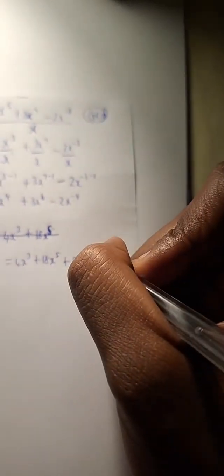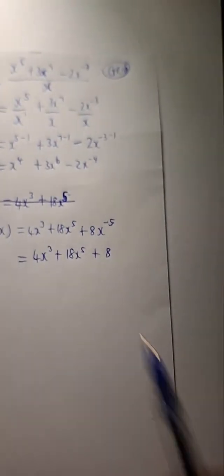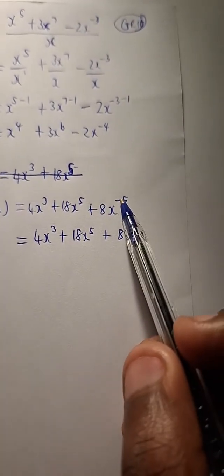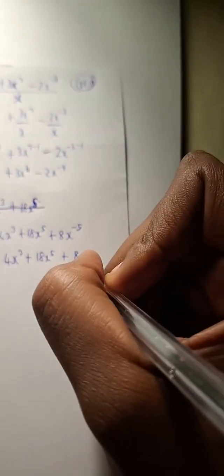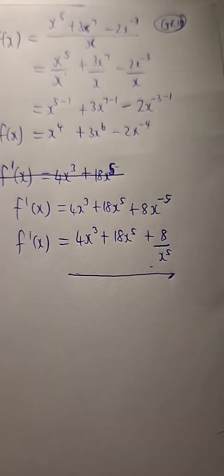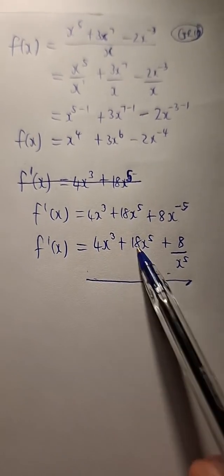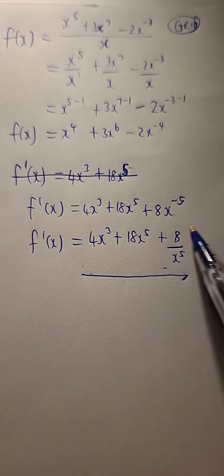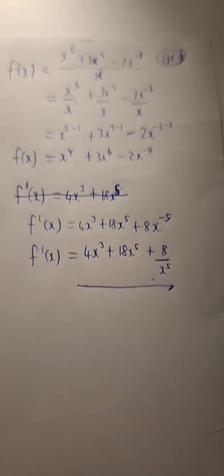Straight to the point. But me and you don't like leaving our answers with a negative exponent. So we sort that out very quickly. 8. Remember, the x is the only one that's being affected by the negative sign. So we say 8 over x to the power 5. And there is your beautiful answer. The derivative. F prime x is equal to 4x cubed plus 18x to the power 5 plus 8 over x to the power 5. Okay.